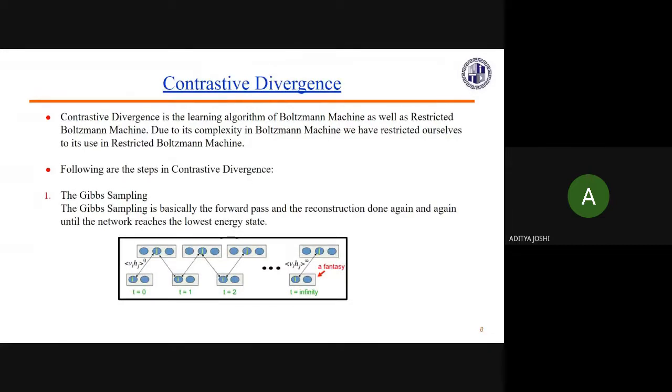So when we're talking about contrastive divergence in restricted Boltzmann machines, we'll say that it has two major steps. The first step is Gibbs sampling. In the picture in front of you, you can see that a certain step is being repeated again and again and again, and this is what Gibbs sampling is. Now it consists of two steps. These two steps are as follows.